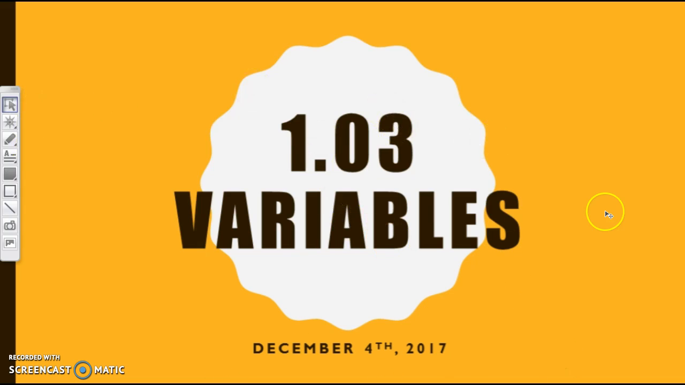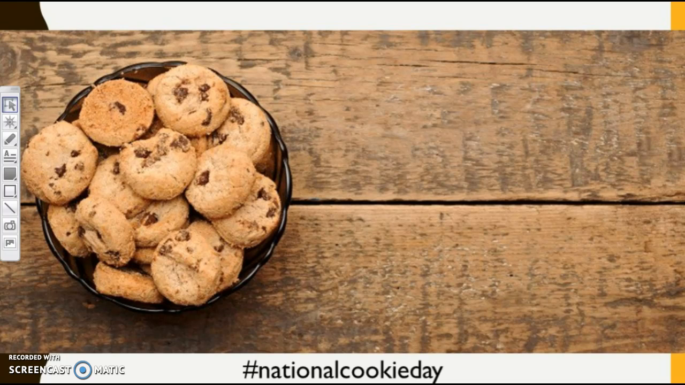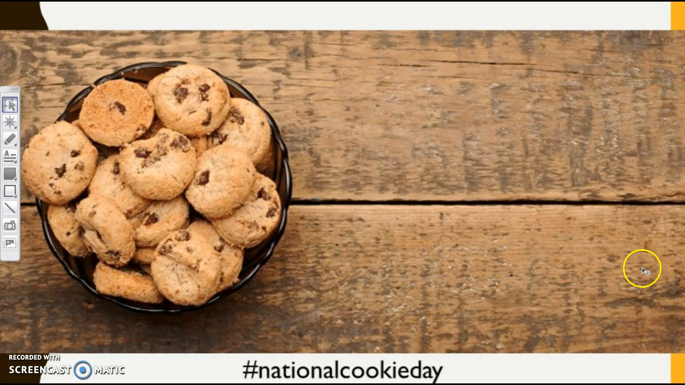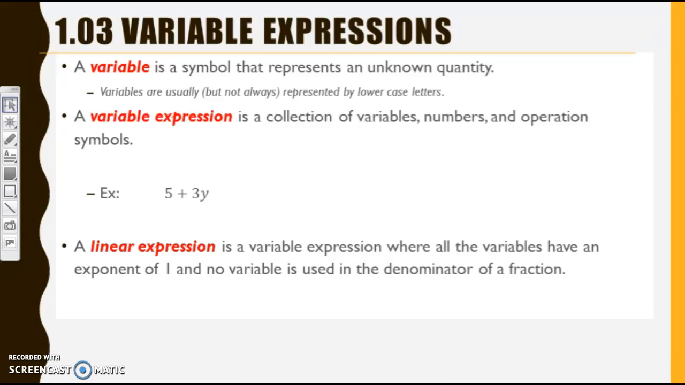Today is December 4th, 2017. Just so you know, it is National Cookie Day, just in case you wanted to know. It's pretty cool.